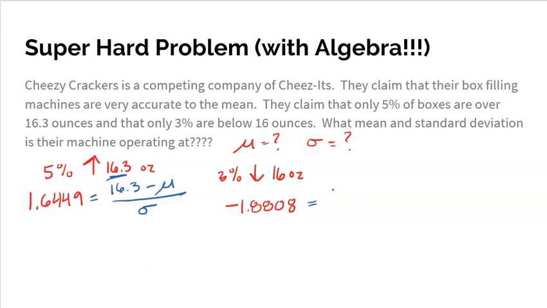This other z-score is equal to 16 ounces minus the mean divided by the standard deviation. So once again, this z-score of negative 1.8808 is a z-score for 16 ounces, which we know has 3% below it. So with these 2 pieces of information, I was able to generate 2 equations. Unfortunately, those 2 equations have 2 variables, sigma and mu, that I don't know. So now it becomes a very difficult algebra problem. So what you're going to see on the next page is how to solve this algebraically. But at this point, the statistics is completely done.